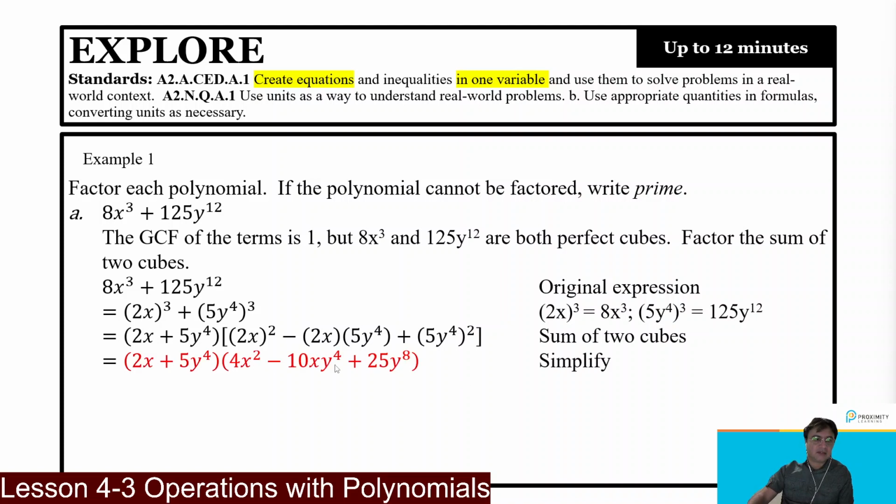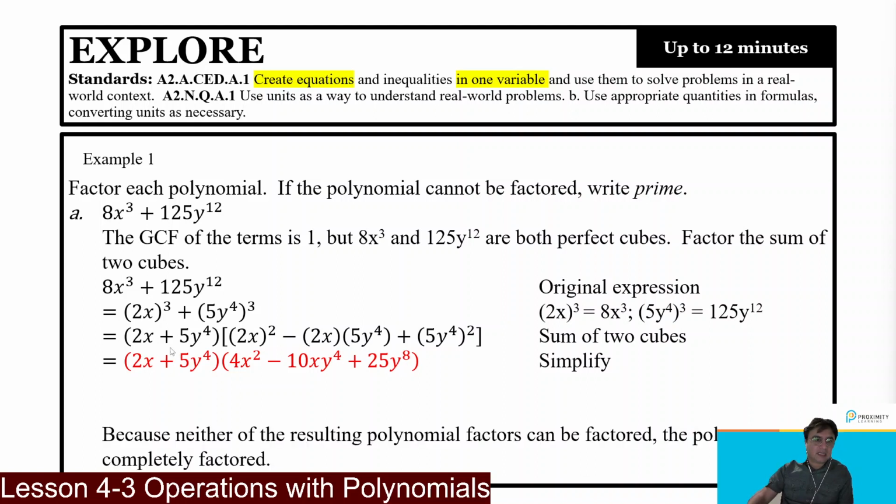And so this gives us 2x plus 5y raised to 4 times 4x squared minus 10xy to the 4th plus 25y to the 8th. Now here we cannot factor any more, either one of these, so we leave them here. But what this means is that either one of these can be a 0, and our answer would be a 0. That's how we would solve it. But right now we're not solving it, we're just factoring it, so this is as far as we can go.